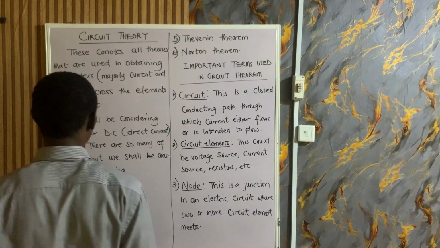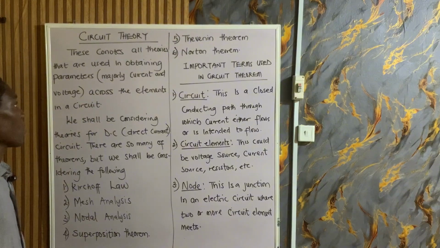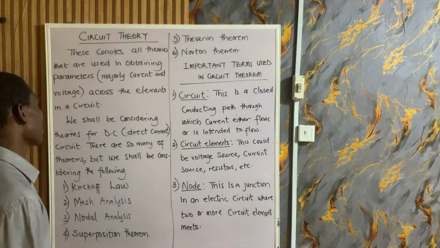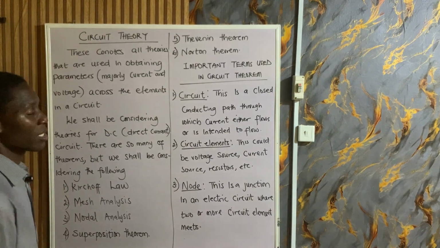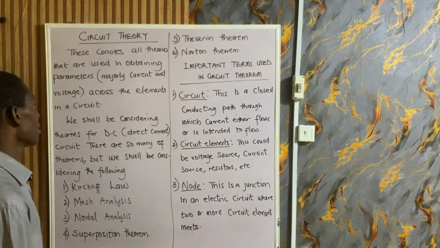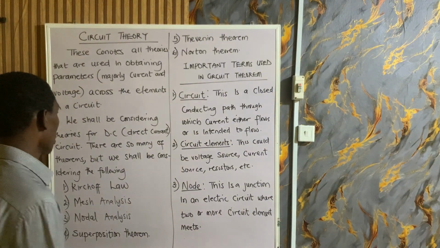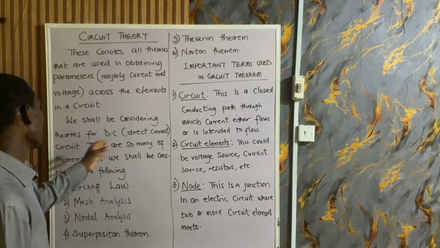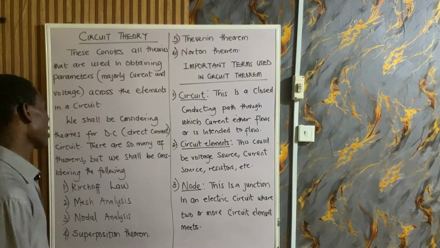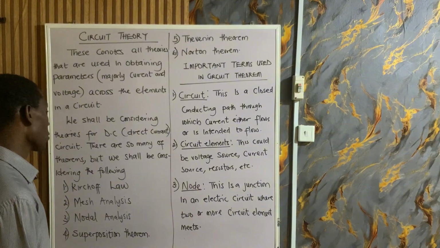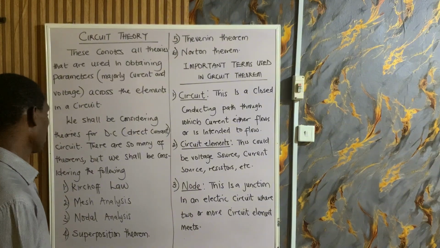Circuit theory connotes all theories that are used in obtaining parameters, majorly current and voltages, across the elements in a circuit. Now, we shall be considering theories for direct current circuit, DC circuit. There are so many of these theorems, but we shall be considering the following.